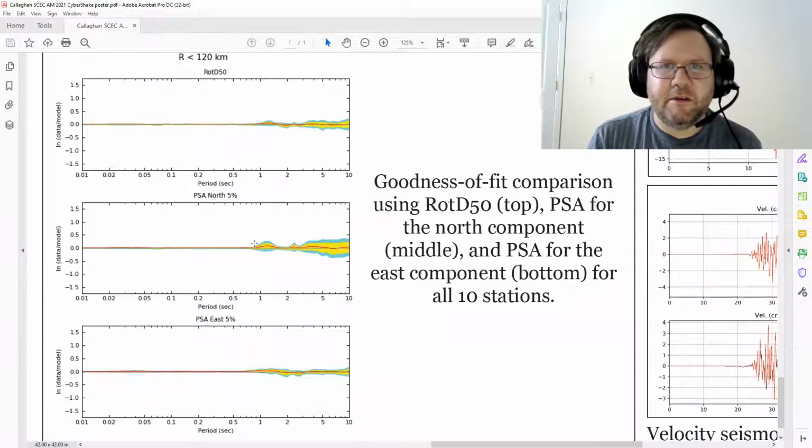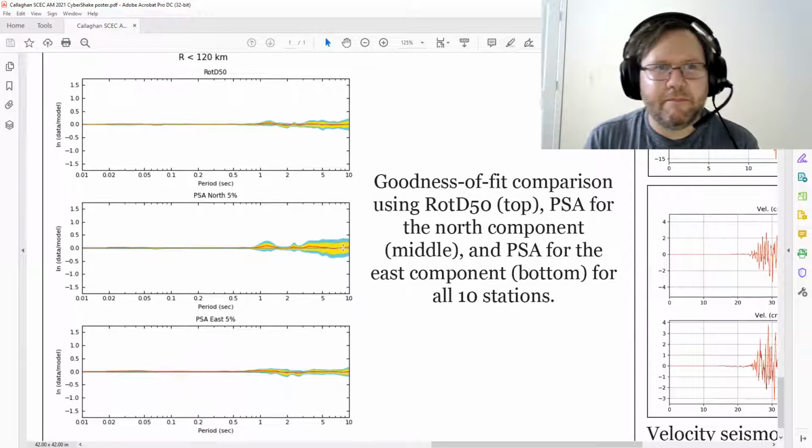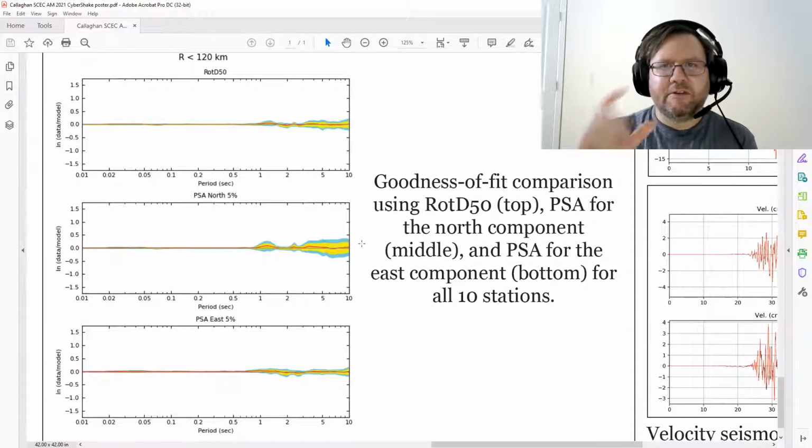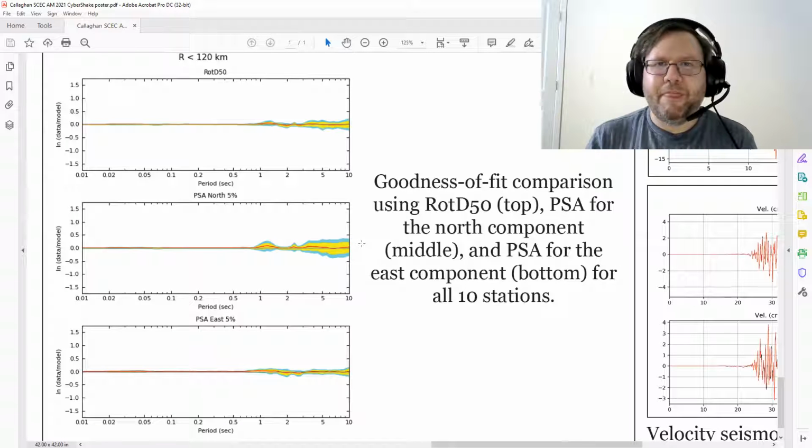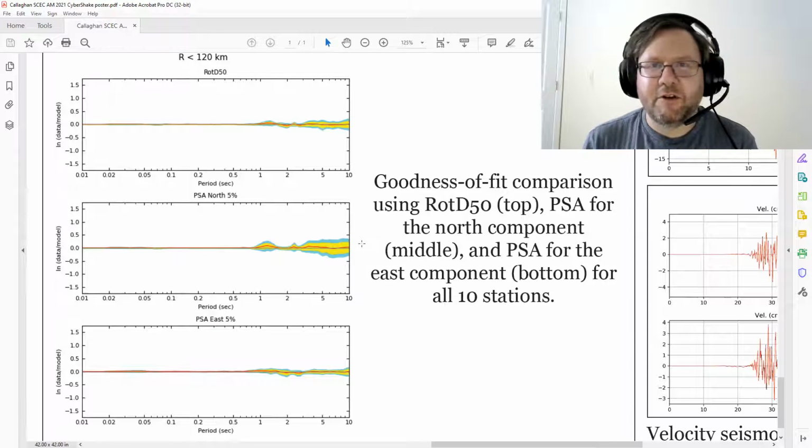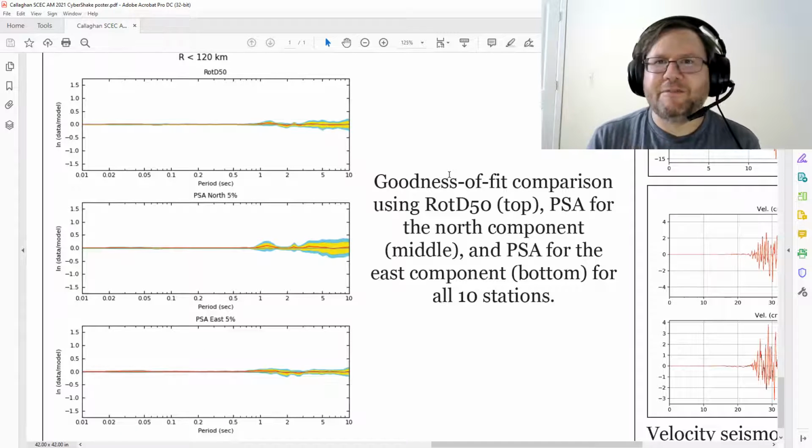You can see the mean is very close to 0, and the confidence intervals are quite symmetric. So overall, we're very pleased with these results. We're ready to move forward with the future comparisons. We're going to look at different events. We're going to look at more stations. And then ultimately, we're going to take a look at real observations and start validation work.